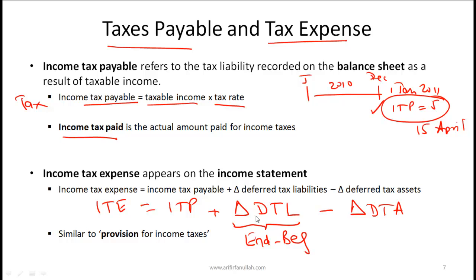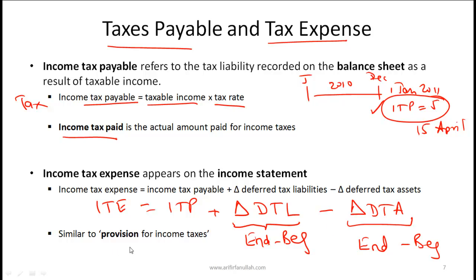So memorize this formula, that the income tax expense for a year is equal to the income tax payable plus the change in deferred tax liability, which is the ending value of deferred tax liability for the year minus the beginning value of deferred tax liability of the year, minus the change in deferred tax asset, which again would be the end value of DTA minus the beginning value of DTA.